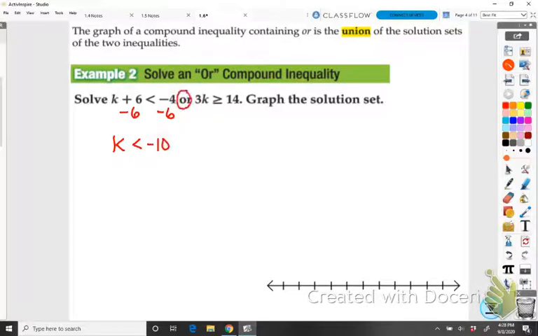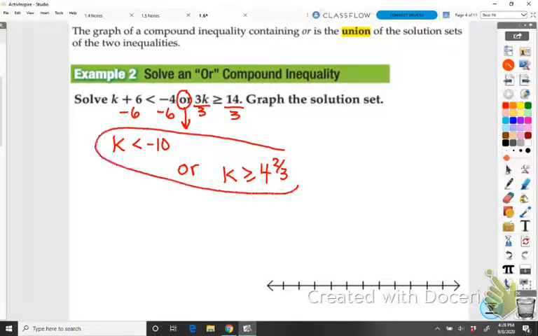You have to write the word or down for your second solution, and this one divide by 3, so k is greater than or equal to 14 thirds, but we're going to put that on the number line, which is 4 2/3. So this is your solution. K can be something that's smaller than negative 10 to satisfy that one, or it could be bigger than or equal to 4 2/3. So we need to put both of these on the same number line.